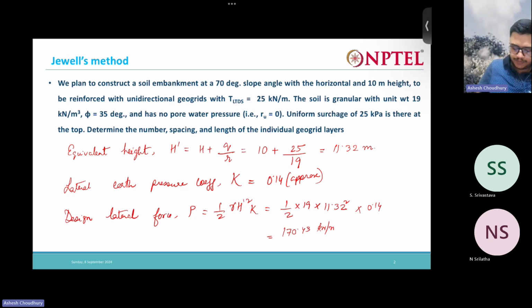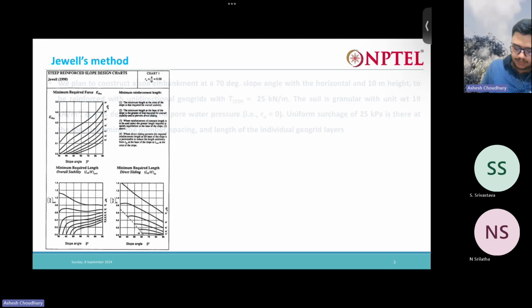All right. Now next we need to find out the number of layers. So what will be the minimum number of layers that we have to give?